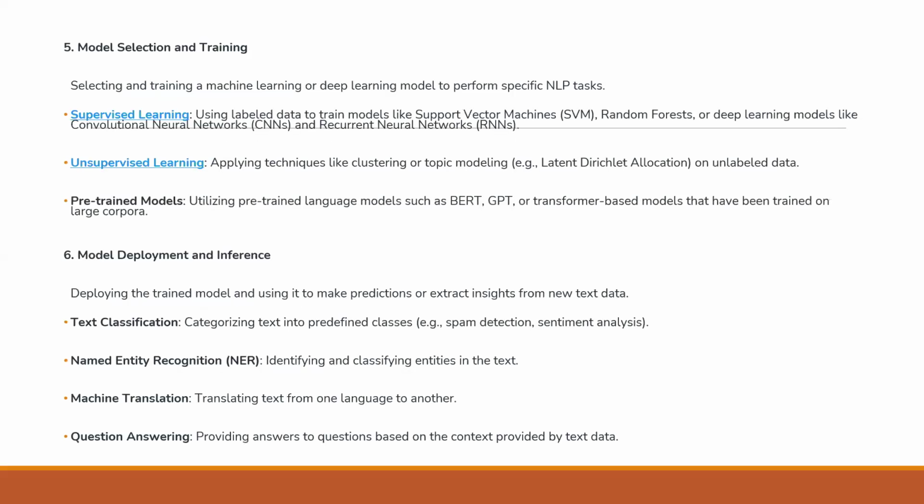Next one, model selection and training. Here we select and train a machine learning or deep learning model for a specific NLP task. Here we can use supervised learning and unsupervised learning. Supervised learning means using labeled data, unsupervised means unlabeled data. For example, supervised learning uses labeled data to train models like support vector machines, random forest, and deep learning models like CNN models or RNN models.